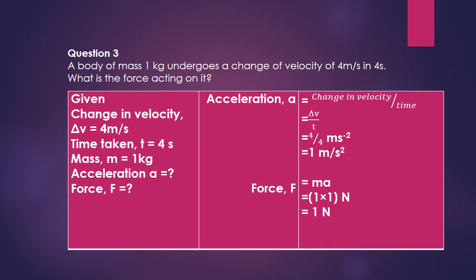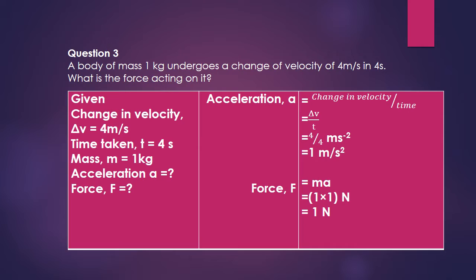The change in the velocity is denoted by delta v. Any kind of change is denoted with delta. When you do more exercises, you will get to know about it better. So change in velocity is delta v, that is 4 meter per second. It is the difference of the initial velocity and final velocity. When the difference between the initial velocity and the final velocity is divided by the time, we get acceleration.